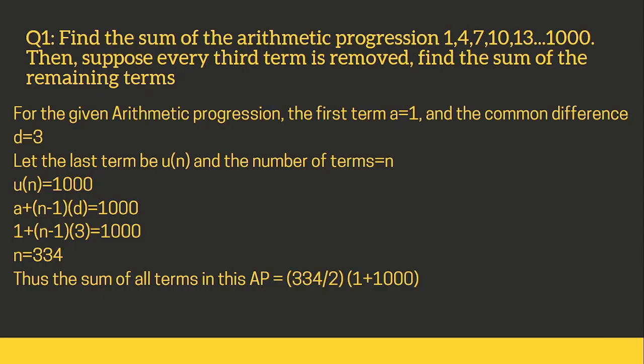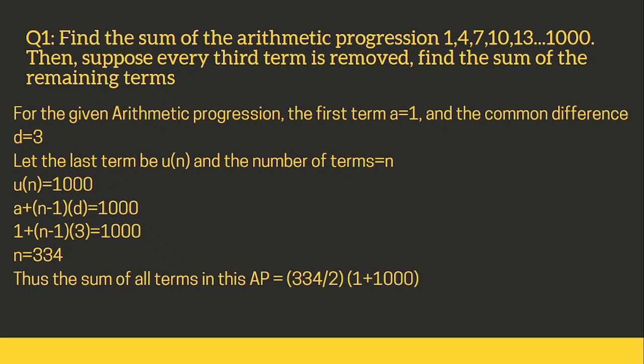For the first question, find the sum of the arithmetic progression 1, 4, 7, 10, up to 1000. Then every third term is removed. Find the sum of the remaining terms. For the given arithmetic progression, we know that the first term is a equals 1, and the common difference is 3. We let the last term be un, and the number of terms be n. So un equals 1000. This un also equals a plus n minus 1 times d. We put in a, we put in d, and we'll get n equals 334.